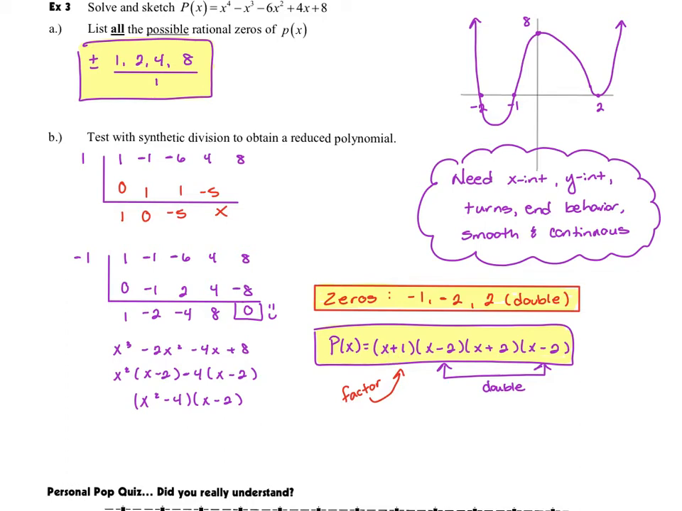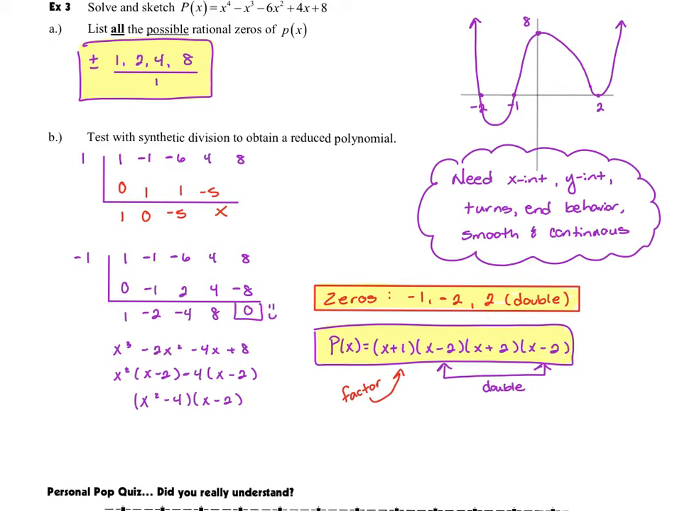This was the 0 of negative 1. Here's my x minus 2. And then also I factored the x squared minus 4. So that gave me this nice complete factored polynomial. It also then allowed me to recognize that this 0 of 2 is actually a double.